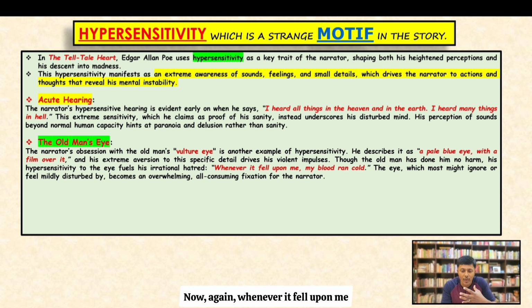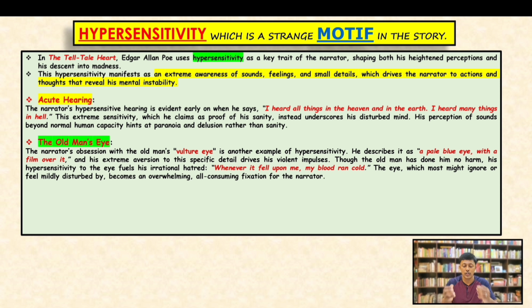Now, again, "whenever it fell upon me, my blood ran cold." This is his saying, this is his idea. So what others might ignore or feel mildly disturbed by becomes an overwhelming, all-consuming fixation for the narrator. So this is the eye which drives him mad, and this is the eye which creates in him the hypersensitivity. So hypersensitivity comes from that point of the old man's eye.